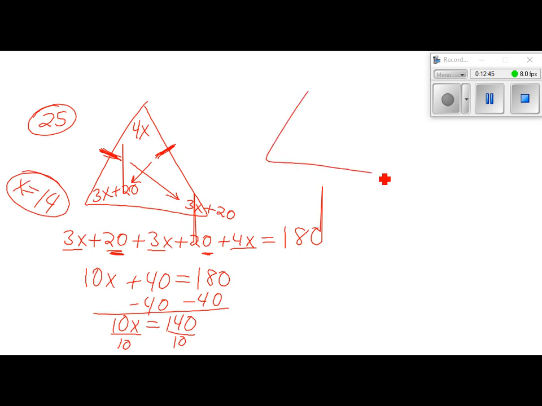Going along those same lines, what kind of triangle is that triangle? Equilateral. What do you know about this angle right here then? 60 degrees. How about this angle? 60.